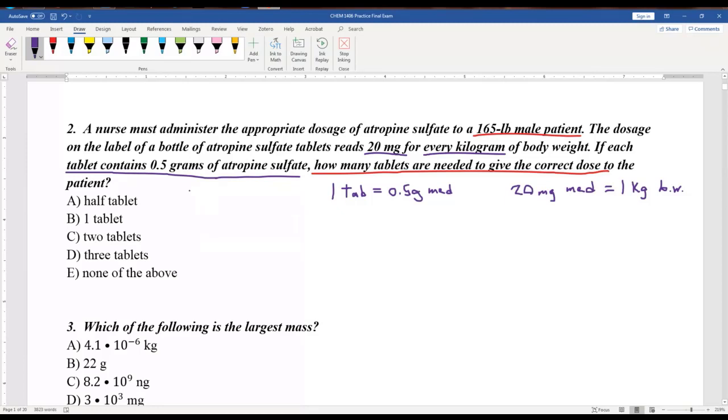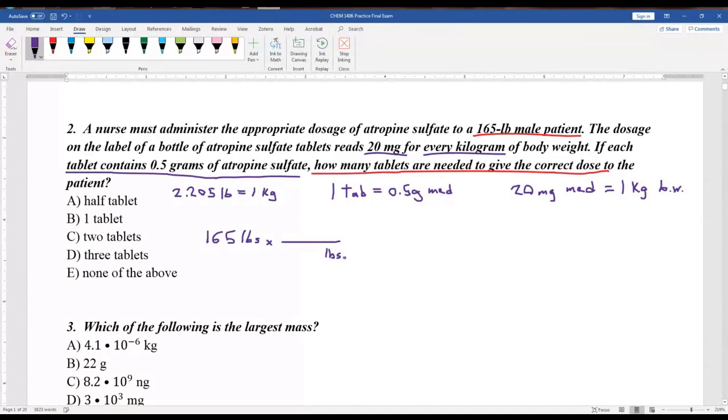One of the conversion factors that would likely be given to you is the pound to kilogram conversion. So 2.205 pounds is equal to 1 kilogram. So now I'll take my 165 pounds and what's going to come on the bottom of this first conversion factor? Pounds. Very good.